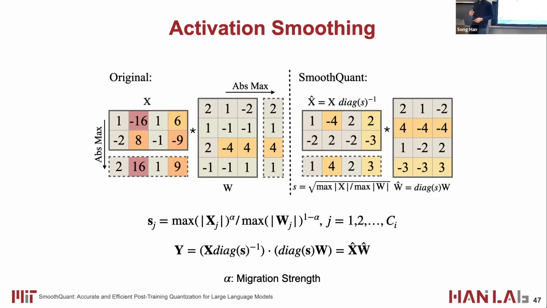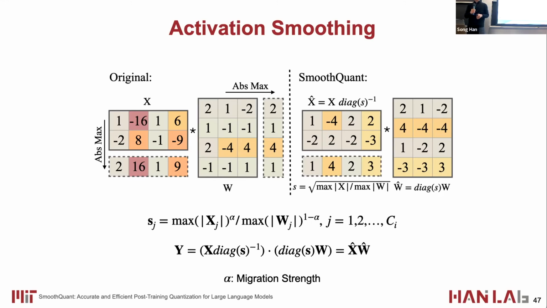Now the question is, are you doing the smoothing in the floating point domain? You do the smoothing first, and then you quantize. Which increases computation? Actually, not, because this is done before the inference. You can do this at compile time. You can do it only once.